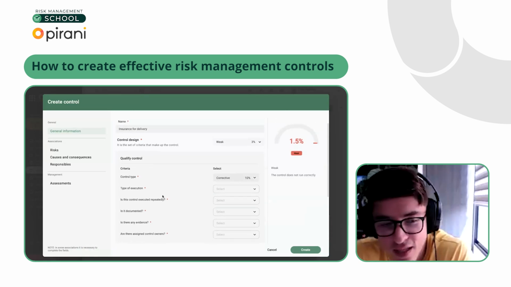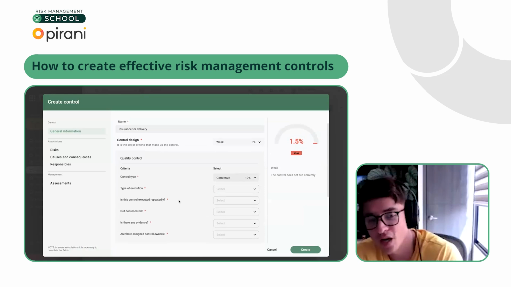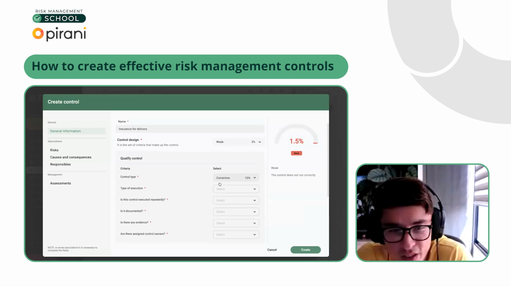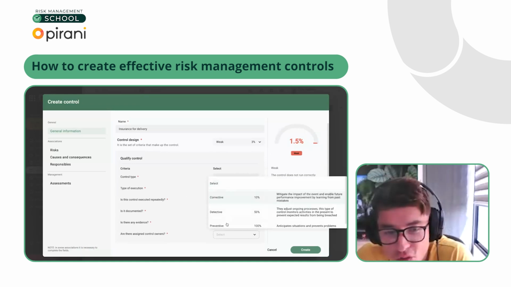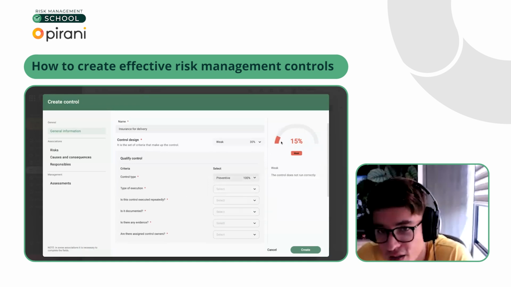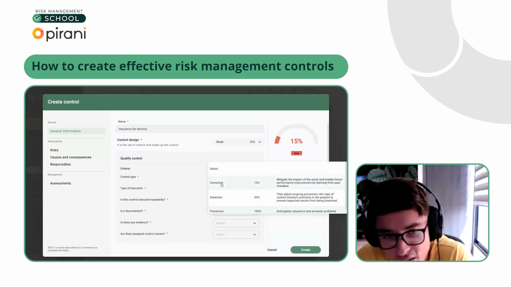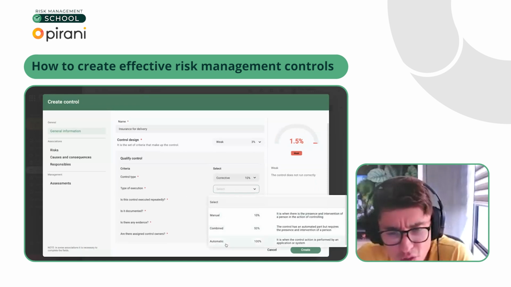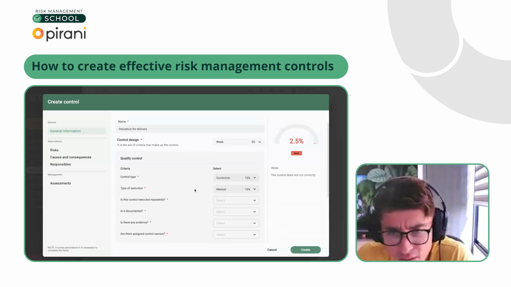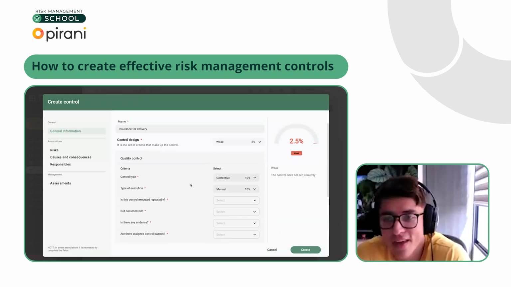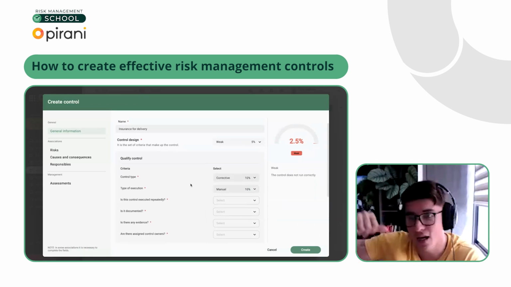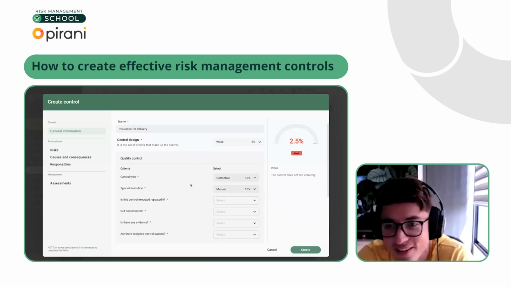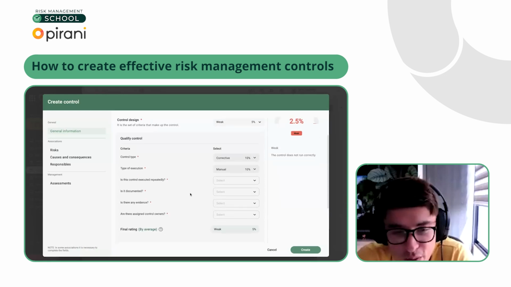So, for instance, look at that. Once we answer the questions, we're going to see the qualification in real time. For instance, if the control is preventive, it's going to have a higher qualification. But in this case, it's corrective. This type of execution is manual, combined, or automatic? Maybe it's manual because if the accident occurs, we're going to talk with the insurance company, with all the bureaucracy that it brings. So it's going to be manual.